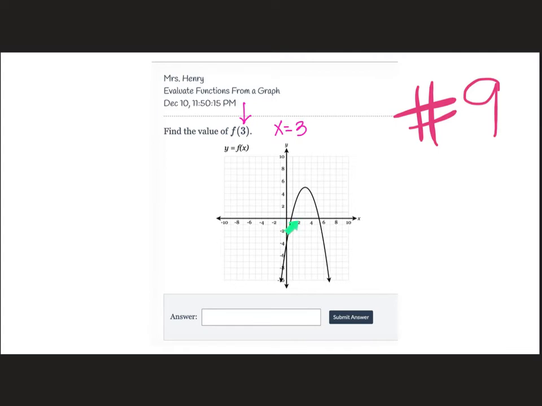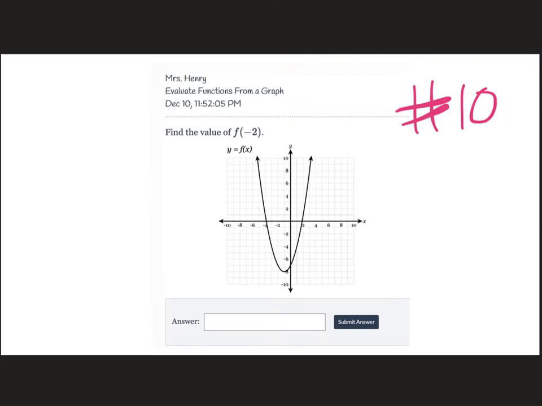So if we're looking at x equals 3, we're going to go up until we hit the graph. So it'll be here. And I look and see what y value that is, and it is positive 5. Okay? So that's all you have to do, is go where x equals 3 and go up until you see where it hits the graph, and then you look at what y value that is, which this one happens to be 5. So your answer on this one is 5.